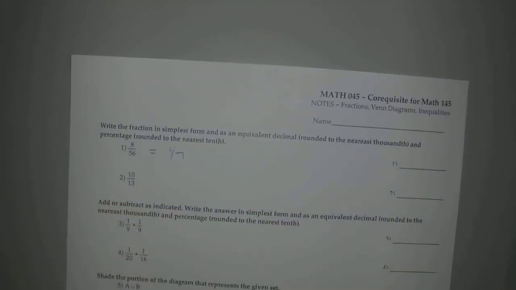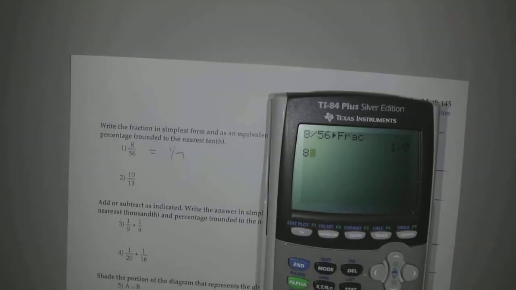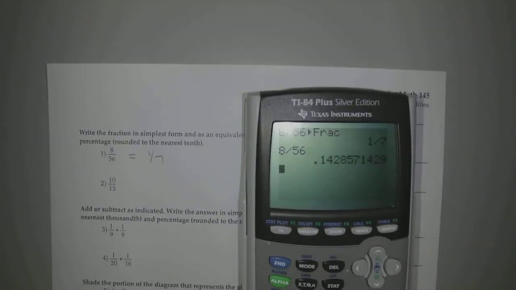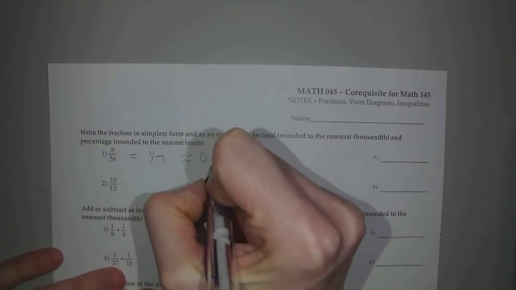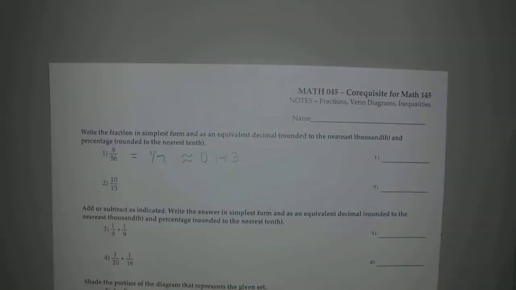But they also want a decimal rounded to the nearest thousandth, and so that's 3 decimals. So we'll do 8 divided by 56, and so that will be 0.143. I'm going to put a squiggly equal sign there, guys, because the squiggly equal sign just means approximately. So 1/7 is exactly 8 over 56, so I can put an equal sign there. But anytime you put it in decimal form and you have to round, it's not exact, right? So this just means it's approximately 0.143. Does that look okay?